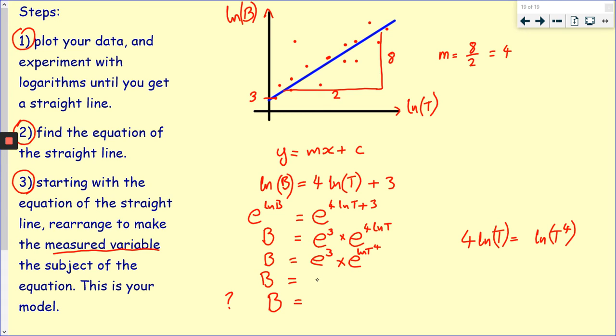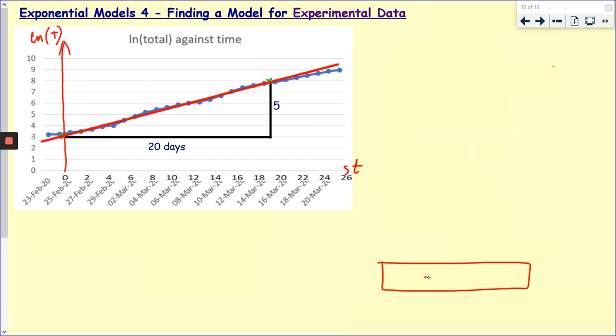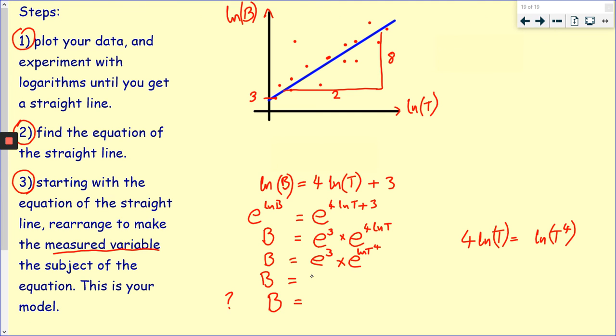We're going to be left with B equals e to the 3, which from before we already know is about 20, times T to the power of 4. And that's essentially our answer. This is our model. We know that B, the brightness, is proportional to the temperature raised to the power of 4. And there we have our model.